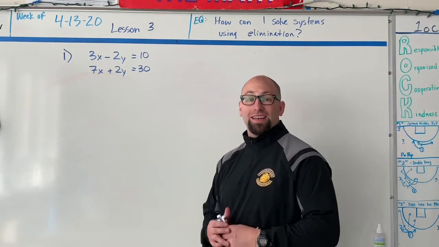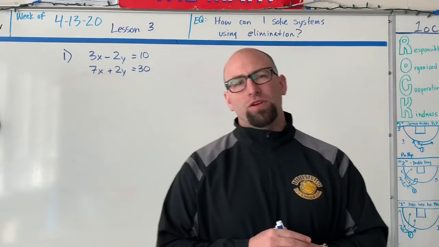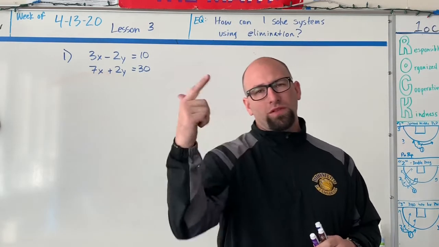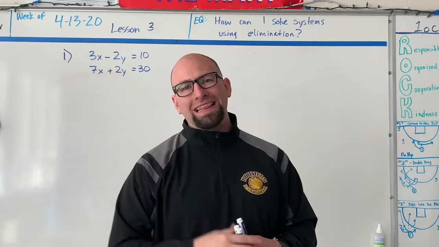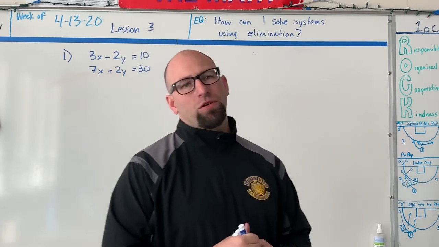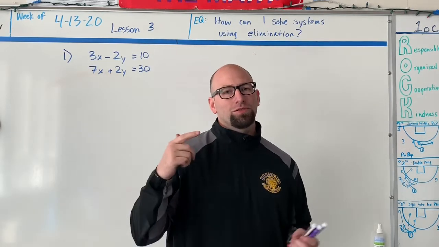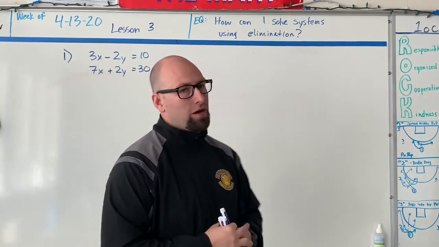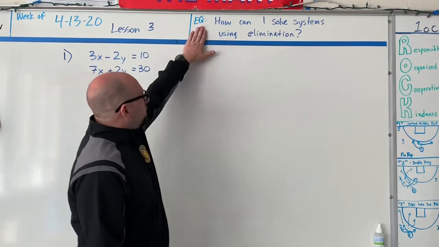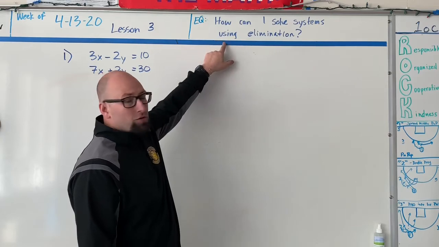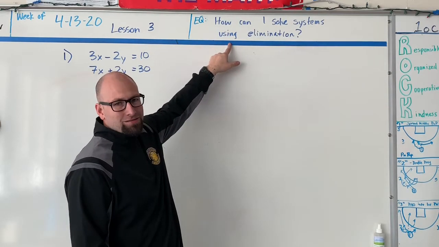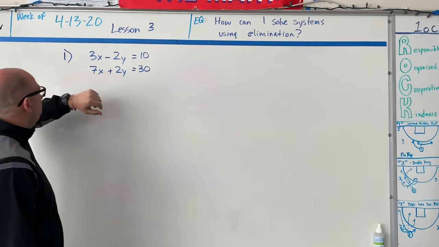We're going into the next section of solving systems of equations. We've done tables, we've done substitution. Now we're going to do elimination. And elimination is just where you try to eliminate one of the variables so you can solve for the other variable. All right? So, EQ, how can I solve systems of equations using elimination? Okay? This is lesson 3.